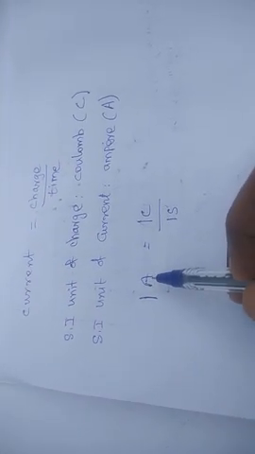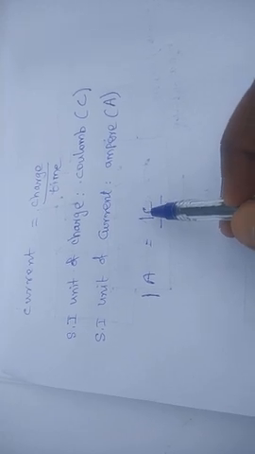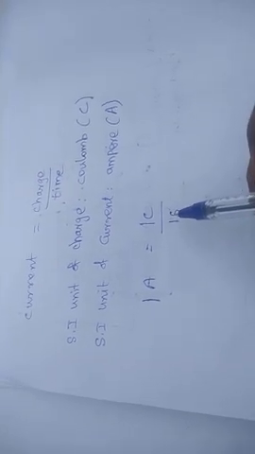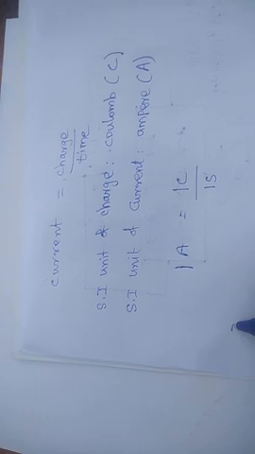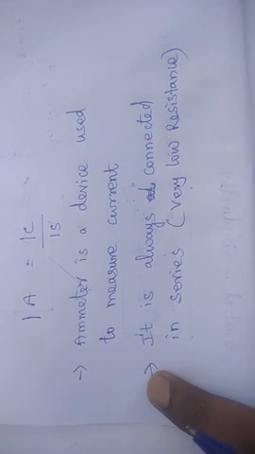So current is measured in amperes, which is coulomb of charge per second. What is 1 ampere? 1 ampere is defined as 1 coulomb of charge flowing in 1 second. The device used to measure current is called an ammeter. It is always connected in series.